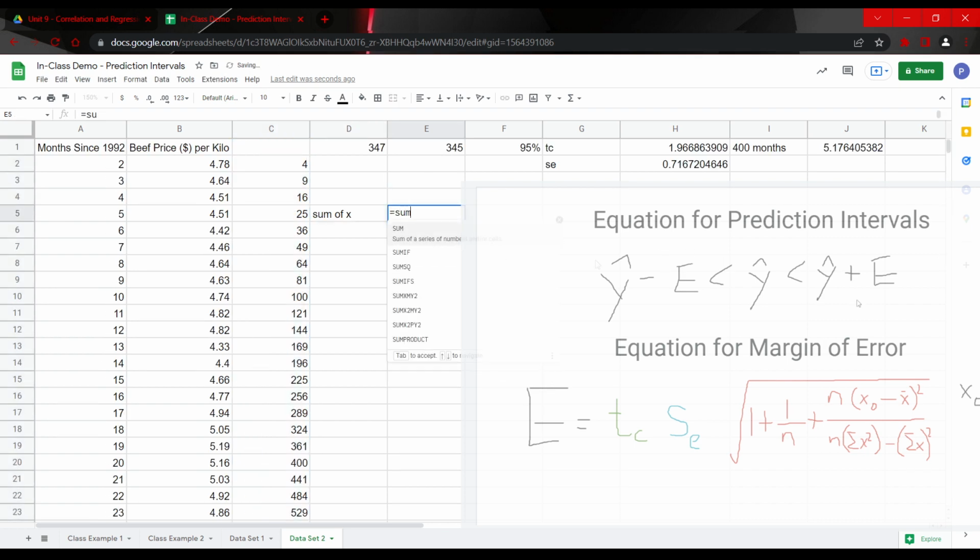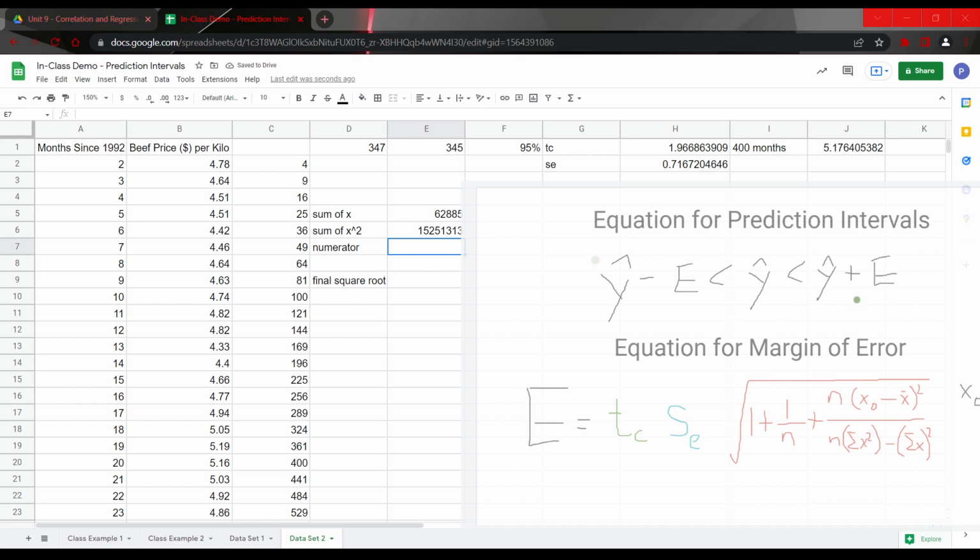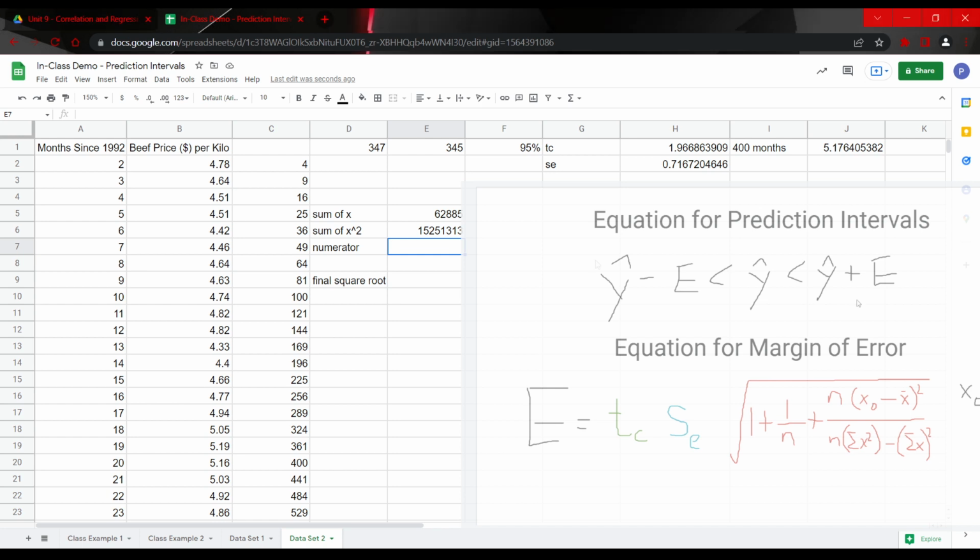Sum of x is equal to the sum of AA. Sum of x squared is equal to the sum of my C column. Now I'll have to do the numerator and denominator. Again, for this fraction, if you find it easier to do it on a calculator and just go straight to the final square root, whatever that is, you can do that. I have no good way of showing you how to input it into your calculator, so that's why I'm just showing it to you on Google Sheets.